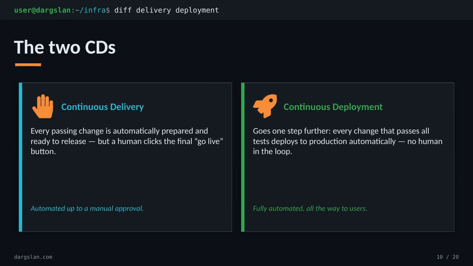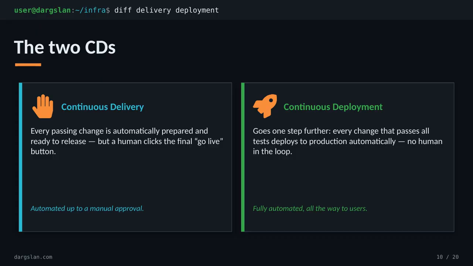Now here's where things get interesting, because CD actually stands for 2 different things. Continuous delivery means every passing change gets automatically built, tested, and packaged up, ready to ship at a moment's notice, but a human still pushes the final button to release it. Continuous deployment goes one step further. If it passes the tests, it goes straight to your users. No approval, no hand on the lever, same acronym.